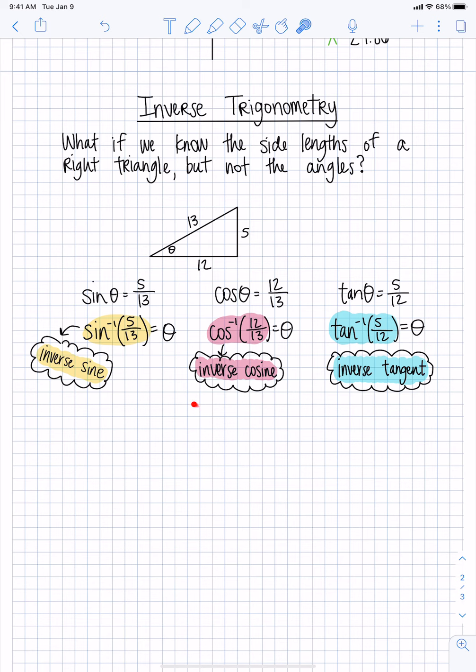So you guys could test all three of these in Desmos and your angle should come out the same every single time. So go ahead and do that.